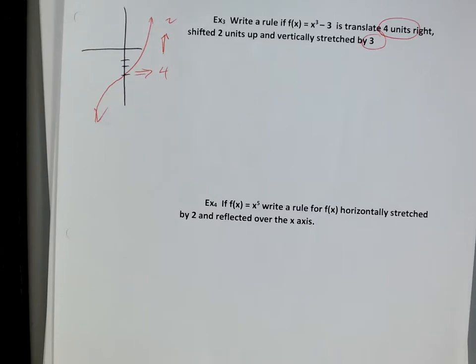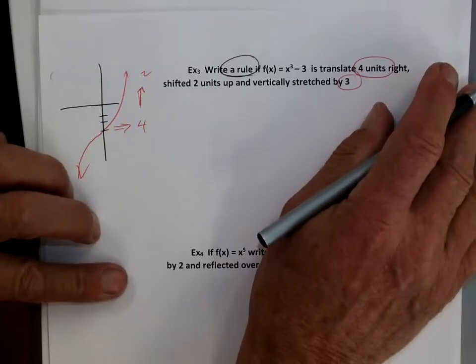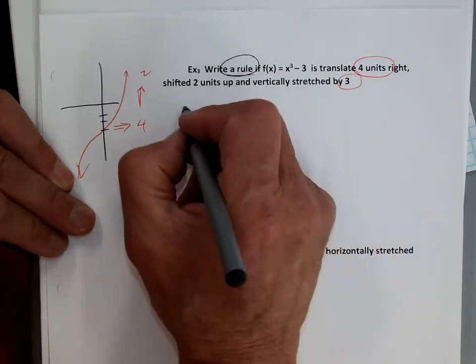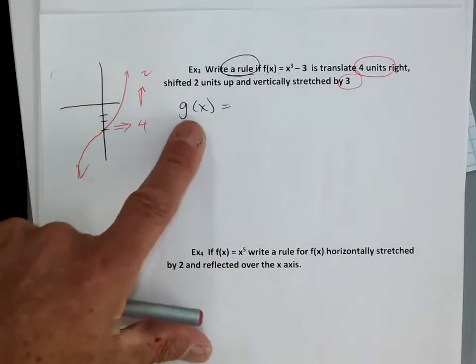So what's the new function? So we need a new rule, a new equation. So the new equation is not f of x. It's called g of x because it's a different equation. So f of x, the new one, let's call it g of x.